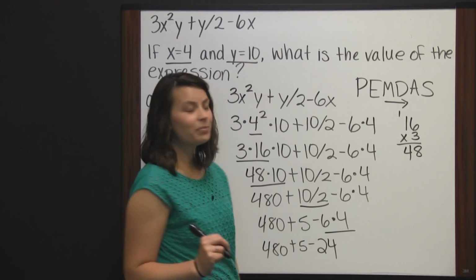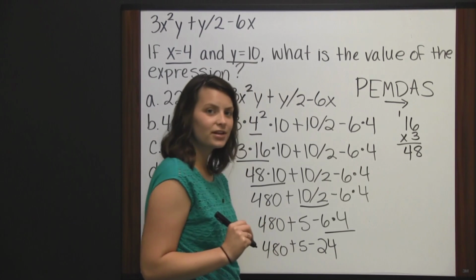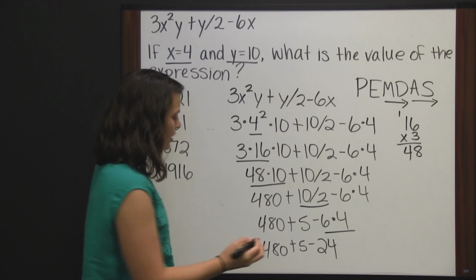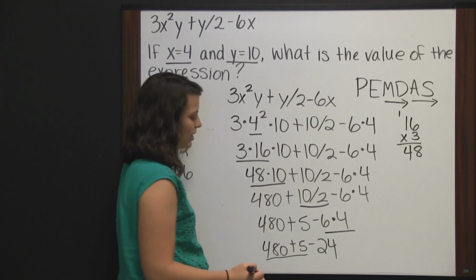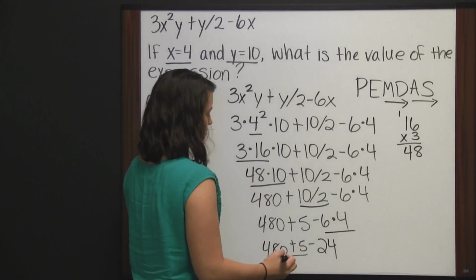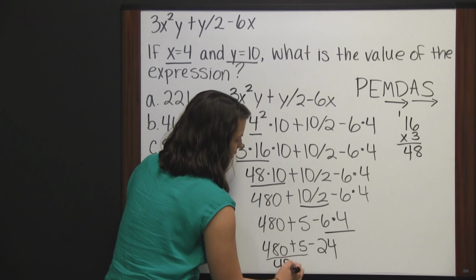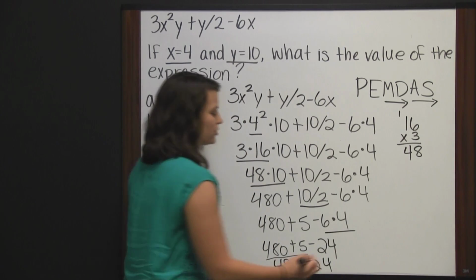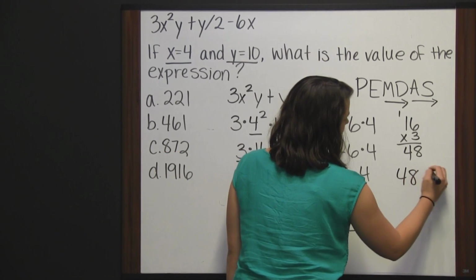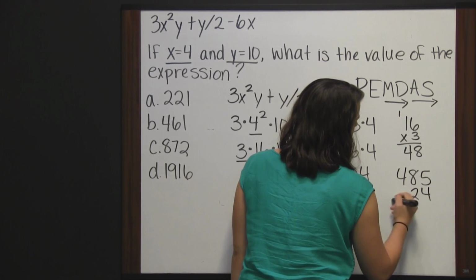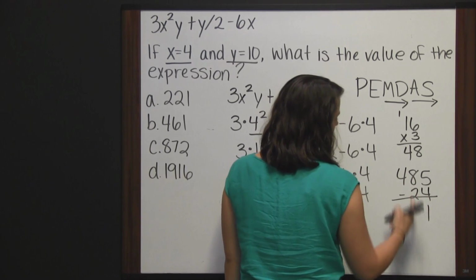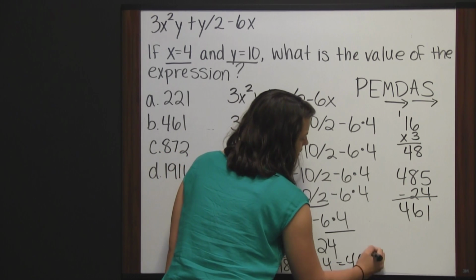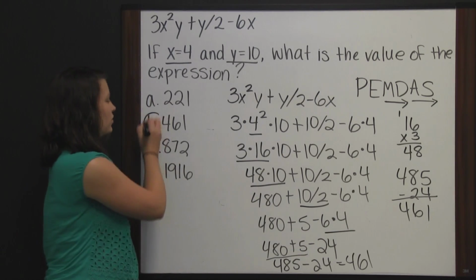Now we need to go back and consult PEMDAS. We're finished with all our multiplication and division. So we're going to do now our addition and subtraction from left to right. So that means we start with adding 480 plus 5, which gives us 485 minus 24. And 485 minus 24, can work that off to the side. 5 minus 4 is 1, 8 minus 2 is 6, and we bring down the 4, so we get 461, which is answer choice B.